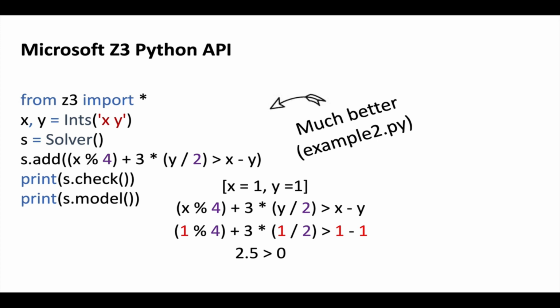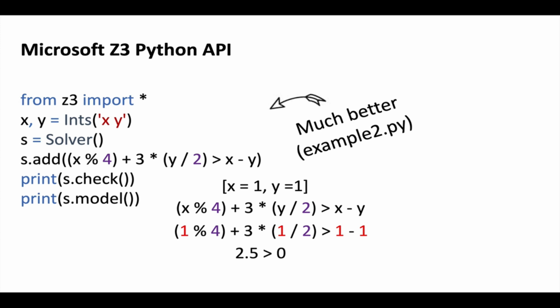So in this case, we take x mod 4 plus 3 times y divided by 2 is greater than x minus y, and plug in 1 for x and 1 for y, and indeed 2.5 is greater than 0. So the SAT solver did its job by solving this inequality for us by giving us one satisfiable condition. We can have Z3 give us more satisfiable conditions.